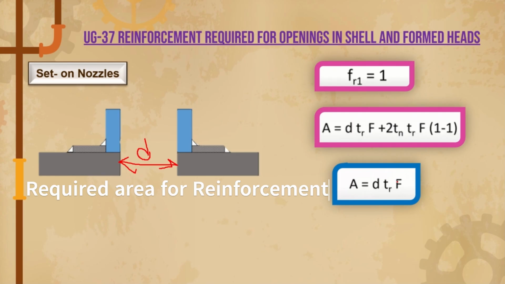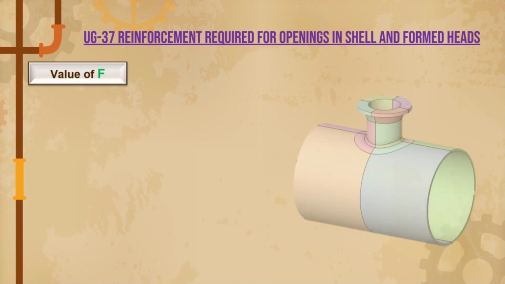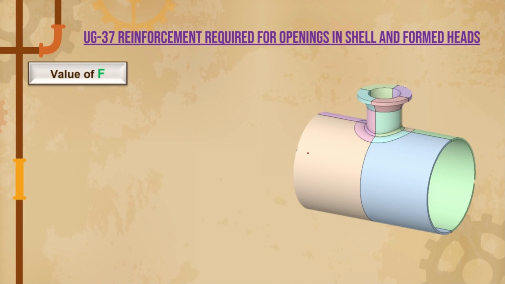Now let's try to find out F. Understanding F is very, very important, guys. As we know, stress acts differently in different planes of the vessel. This is our vessel. As we saw in UG-27, the thickness due to circumferential stress and longitudinal stress are different, because of the different planes, longitudinal planes and circumferential planes.